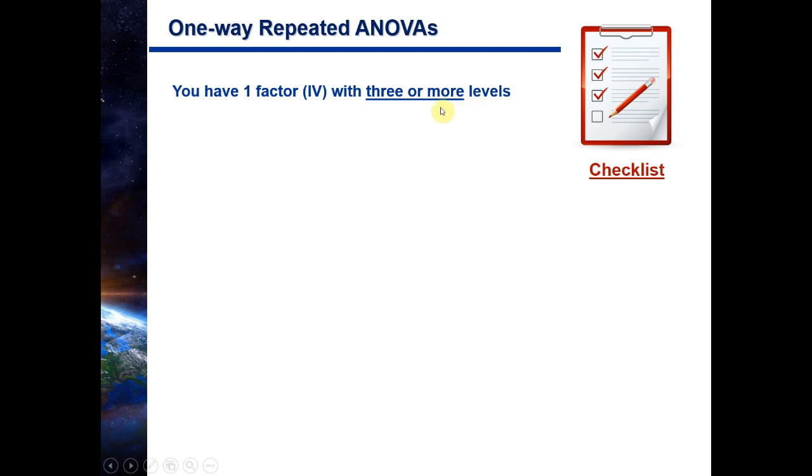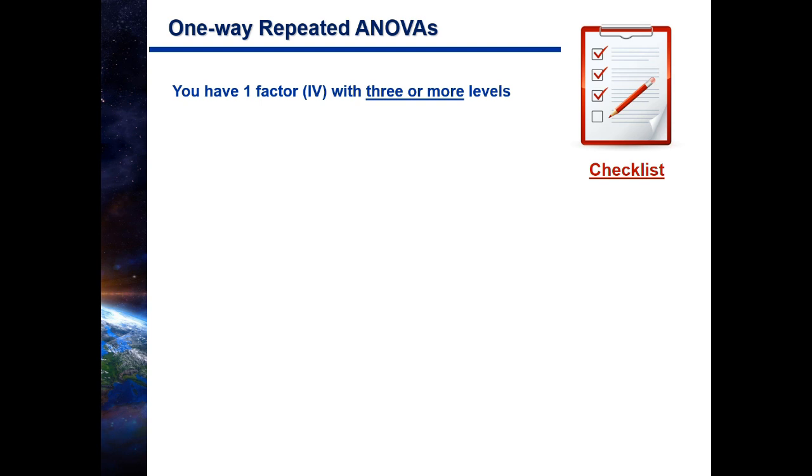If it had 2 levels, what test would you run? 2 levels? It would be a t-test, T for 2, and which one? Dependent, okay? So make sure that you become familiar with the criteria for each test. Okay, so you have to remember that if you only have 2 means you're comparing, that's a t-test. 3 or more is an ANOVA.